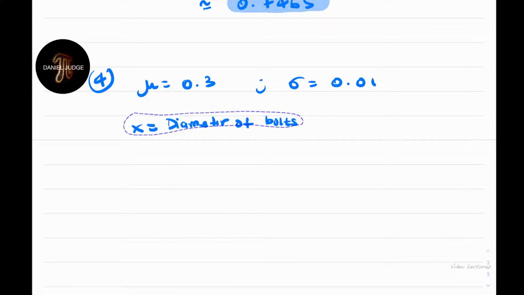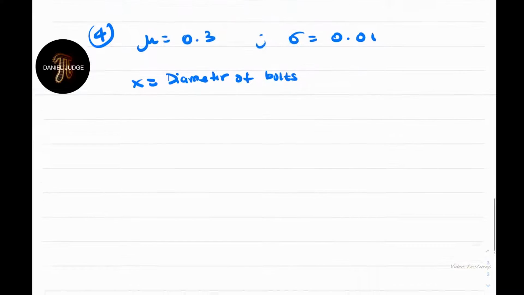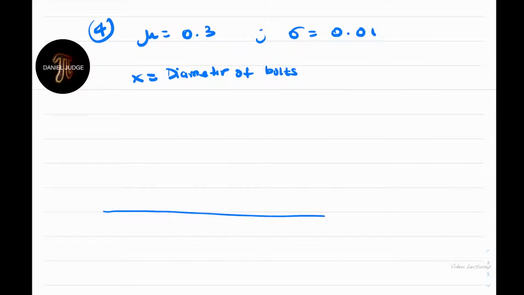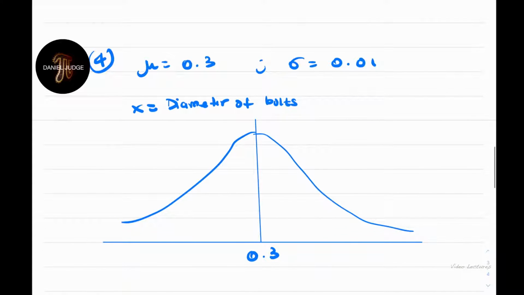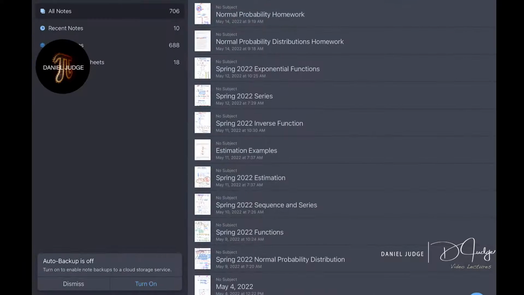Now let's see. X, remember, is the diameter of bolts. So I'm going to draw a picture and draw my bell. It's not the best picture. In the center of the bell is 0.3. We need a picture of the question, so we're going to have to go back and take a look at this and say, what are they asking us?